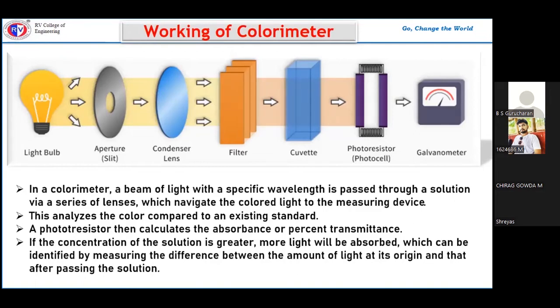When the transmitted light falls on the photodetector, it generates a corresponding voltage through which we can measure the absorbance of the light. If the concentration of the solution is greater, then more light will be absorbed, which can be identified by measuring the difference between the amount of light at the origin and that passing through the solution.